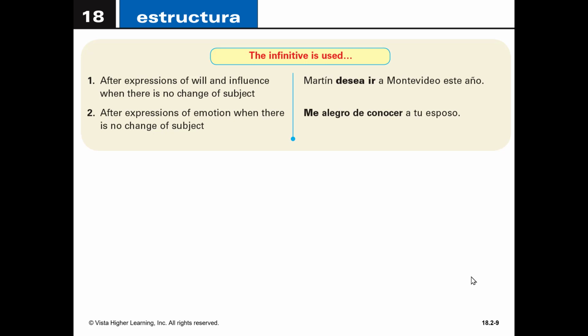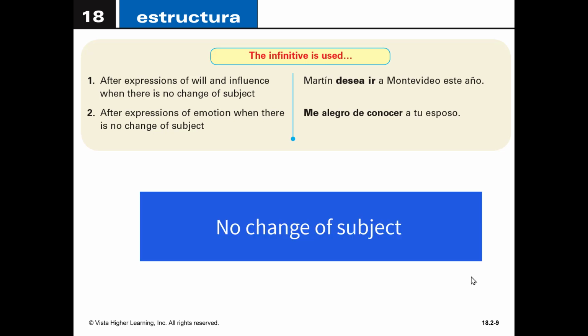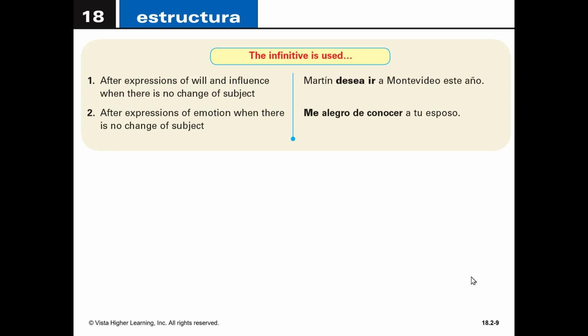And number 2, you will use the infinitive after expressions of emotion when there is no change of subject. Me alegro de conocer a tu esposo. So I'm happy and I am the one that's meeting your husband. So therefore, me alegro de conocer versus me alegro de que yo conozca. We don't need that. We don't need to use the subjunctive here. Same subject. Me alegro de conocer a tu esposo. And that wraps up the summary of the subjunctive.